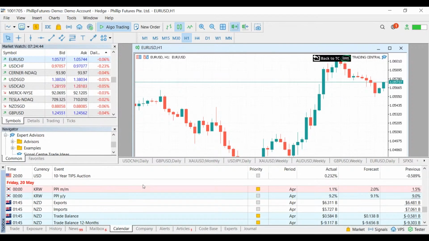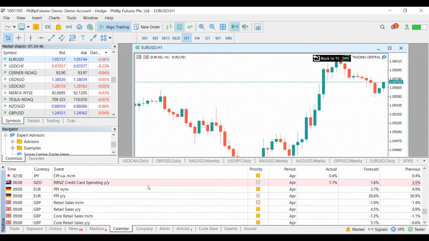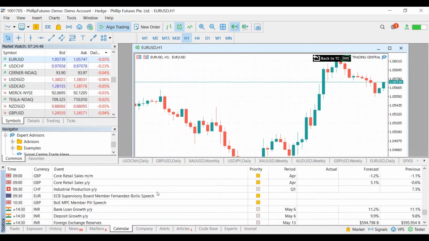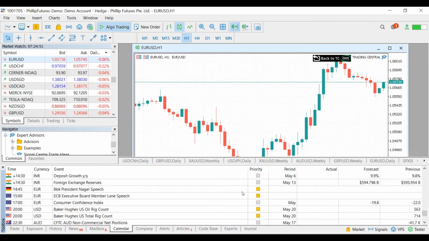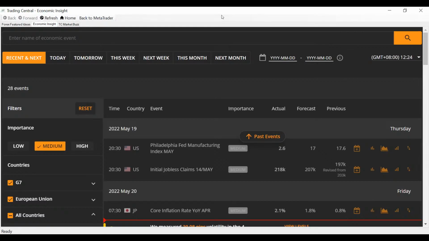It gives us the economic calendar, like what are the upcoming events, how important they are, and actual, forecast and previous values. But how can we take it to another level? It is by this trading tool we have here, Economic Insight under Trading Central. It shows you there are various tabs here. So we would go for the recent and next.